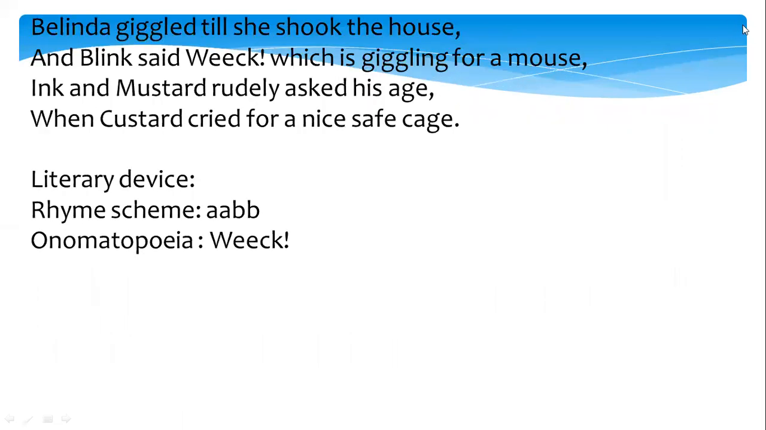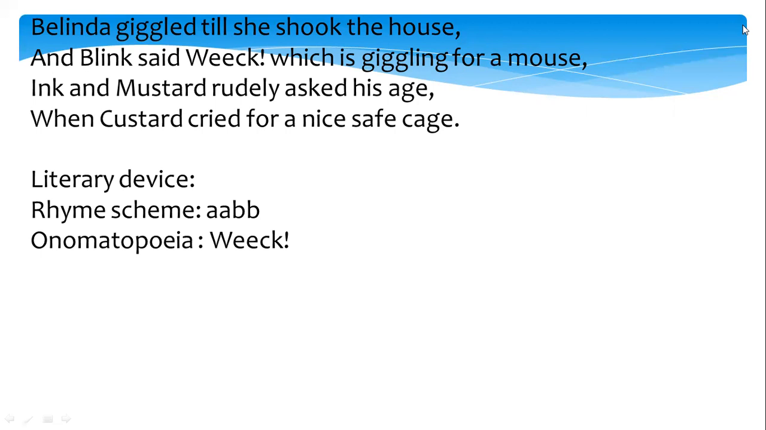Belinda giggled till she shook the house, and Ink Blink said, "Whack," which is giggling for a mouse. Ink and Mustard rudely asked his age when Custard cried for a nice, safe cage.